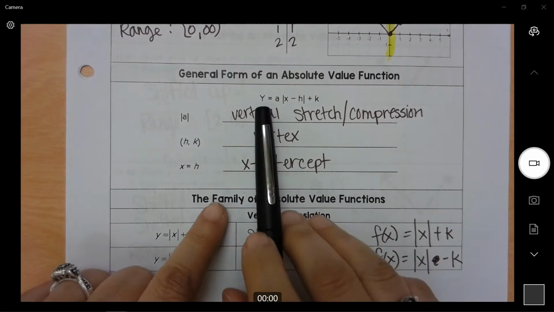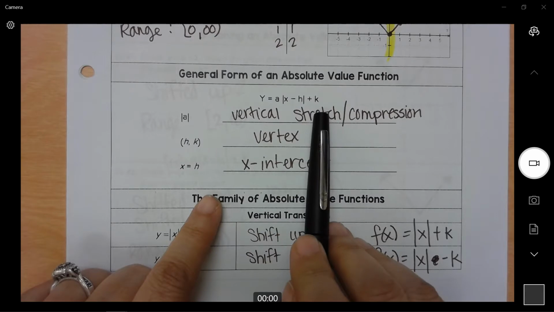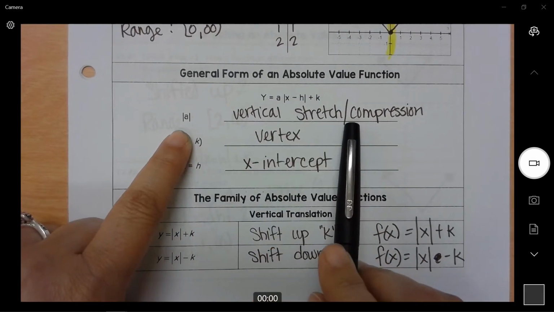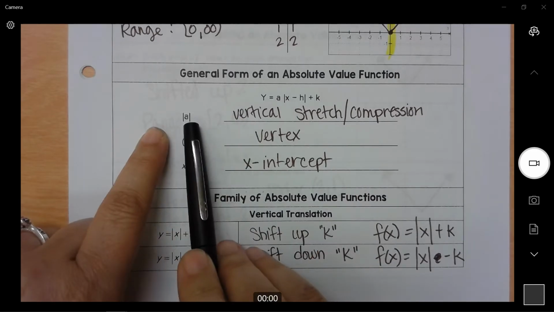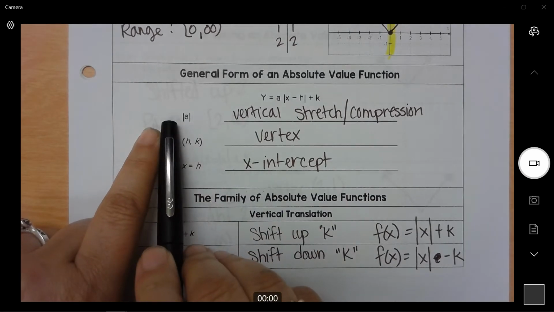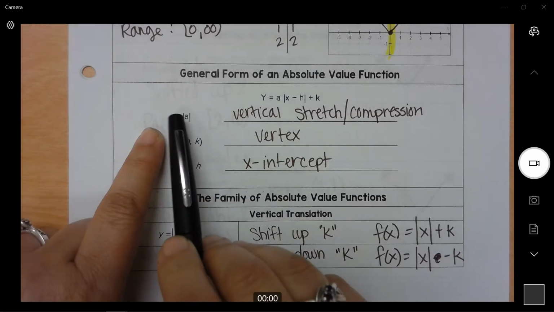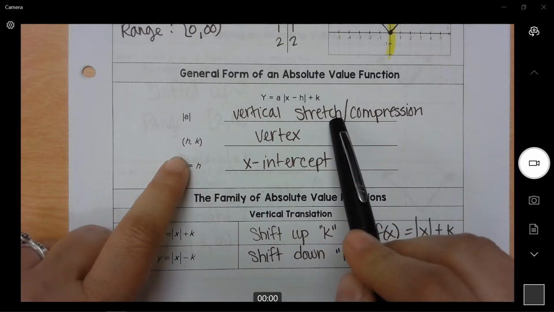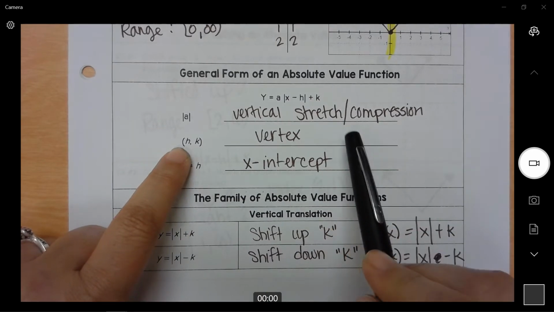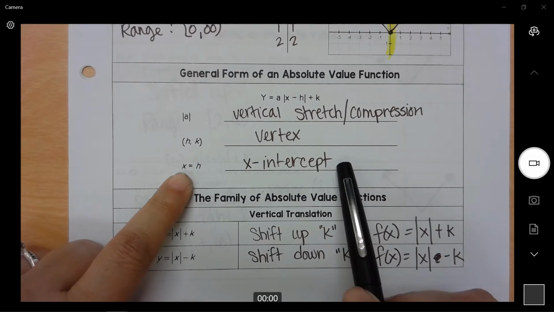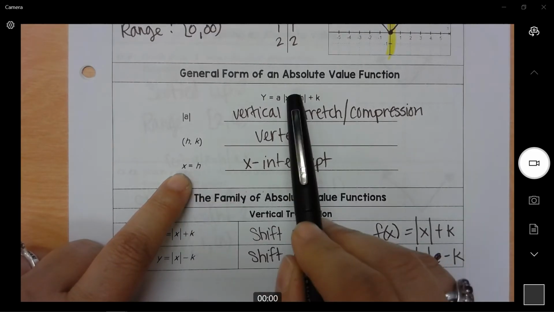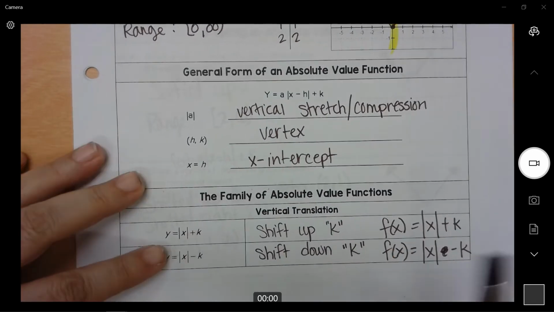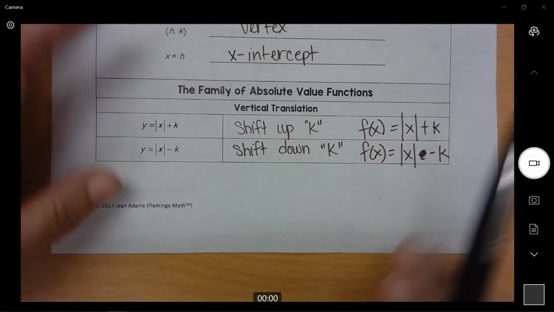Okay, so we have our template, y equals a times absolute value of x minus h plus k, where a is the vertical stretch or compression, and it says absolute value of a because if a is negative, that causes a reflection, not a stretch. It has nothing to do with the vertical stretch or compression. HK is going to be our vertex, and then x is h. Whatever h is, that's also our x-intercept. That's where y will be 0.